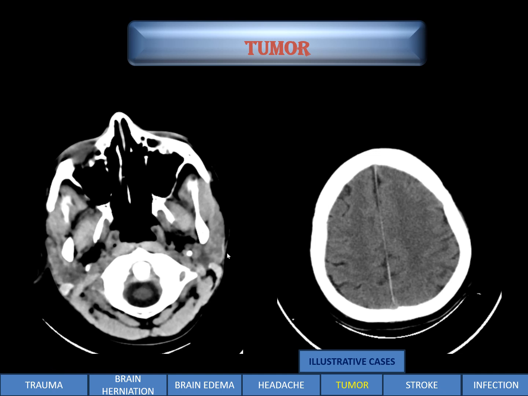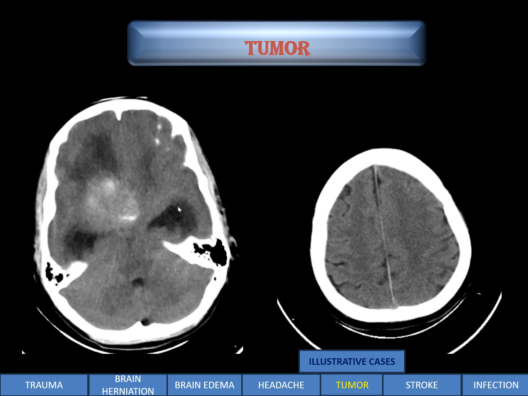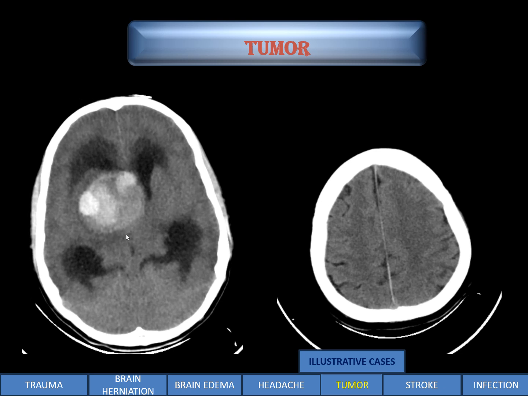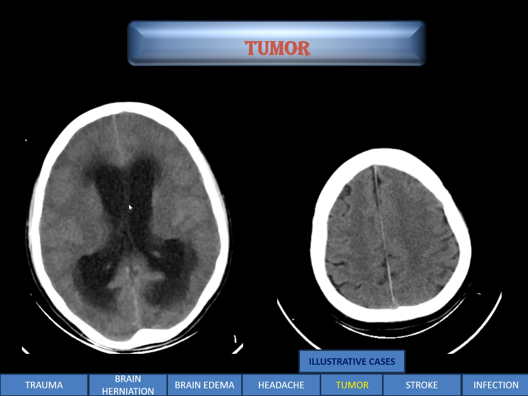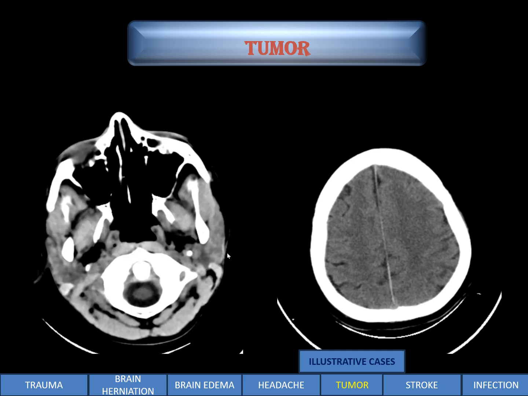Tumors. Here we are able to see again, let us scroll this and see. As we move from caudal to cranial, there is a hydrocephalus. There is an area of hyperdense soft tissue tumor which is seen here in the right frontal lobe, which is causing obstruction, hydrocephalus, and periventricular ooze.